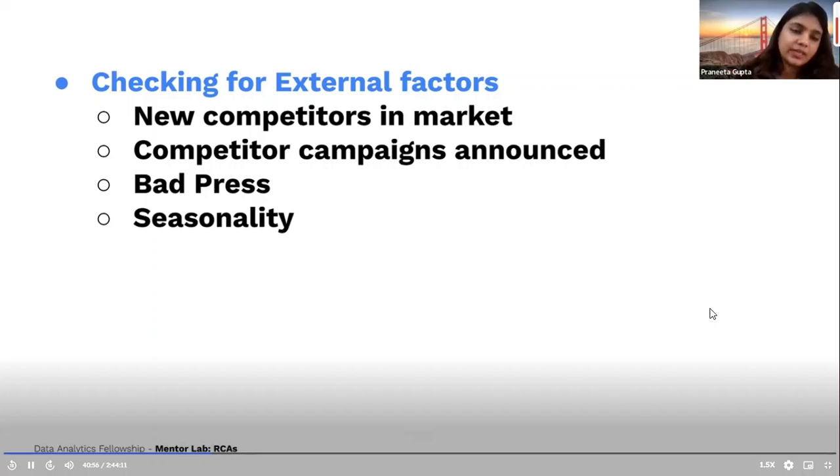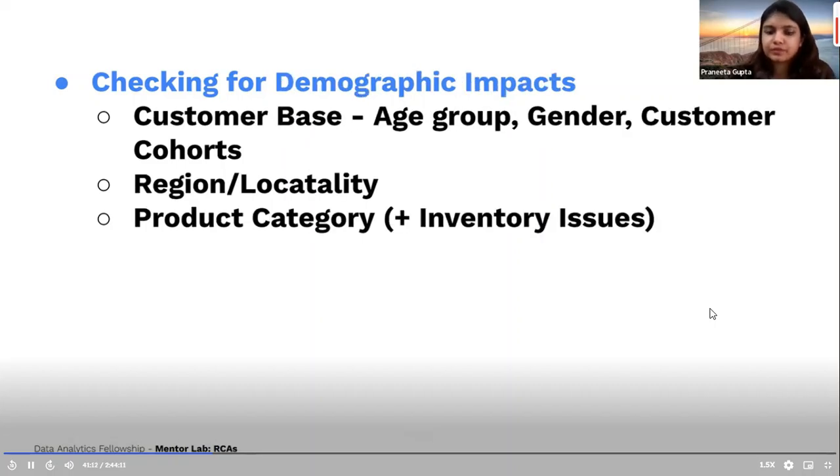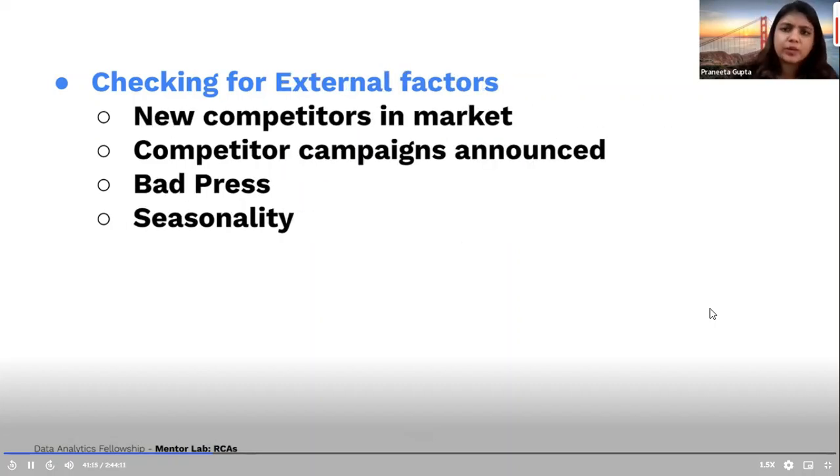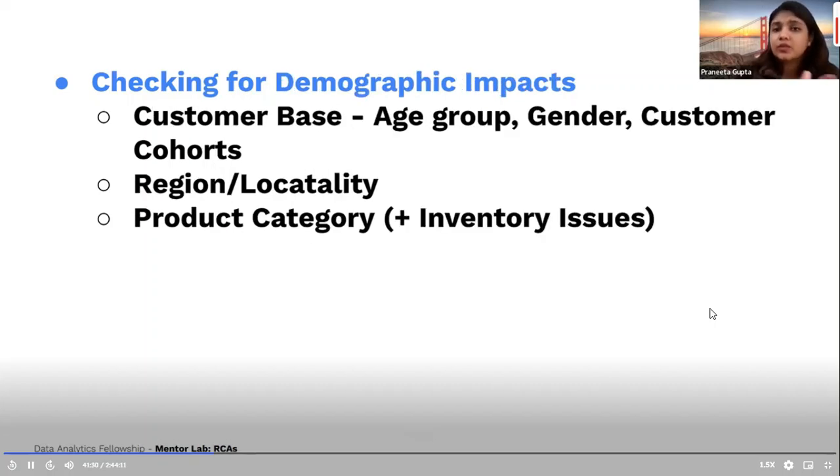Then, if the competition is running any campaigns. Now, in this scenario, that was not the case, but sometimes they suddenly launch some new campaign, very big sales, and that could also lead to your orders dropping off, right? And third could be bad press, of course, what people are talking about. If the sentiment is bad about the company, then people will not want to buy from you overall, because the sentiment is not good. Okay, then we talk about some demographic impacts also.